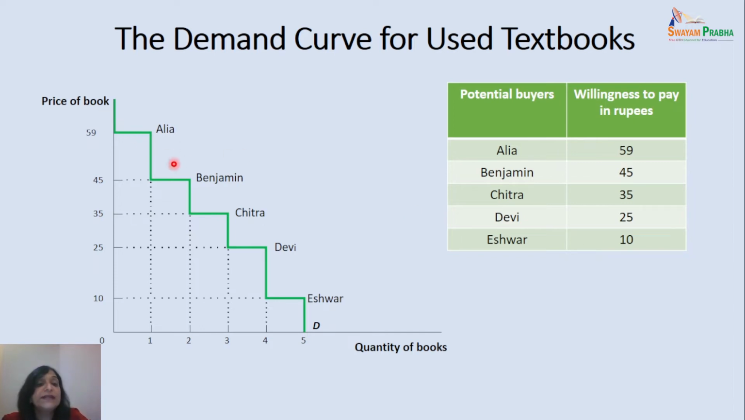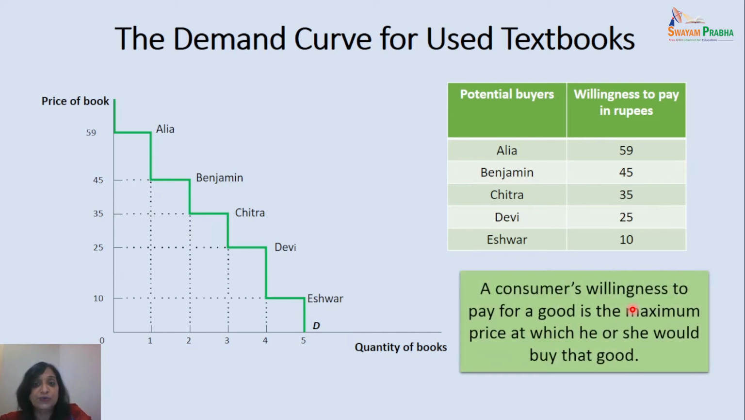So we have depicted this in the form of this step line that you see. Alia is saying her willingness to pay is 59. Benjamin is saying 45. Chitra is saying 35. Devi is saying 25. Ishwar is saying 10. So we are taking an example of 5 potential buyers for the used textbook, and each of them has indicated their willingness to pay.